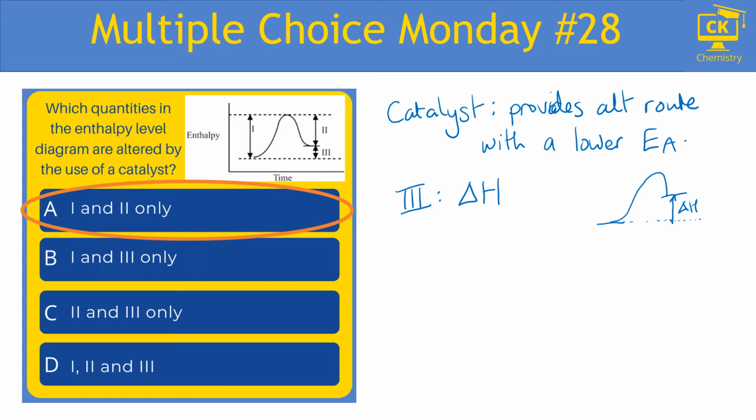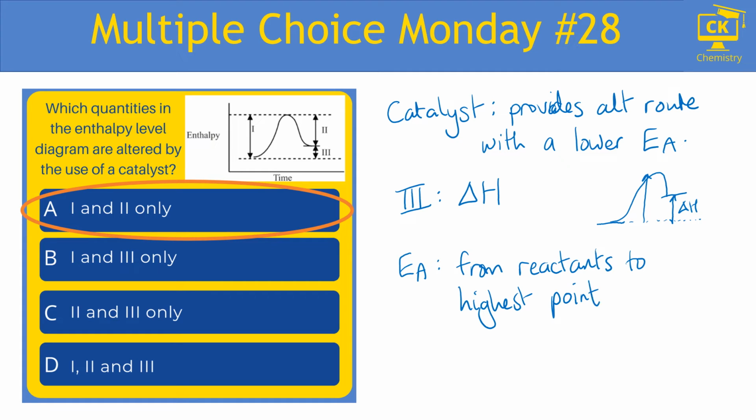So let's explain why it is A, why it is 1 and 2 and not just, for example, 1 only. So the 1 is my activation energy for this reaction. So the activation energy is the line that goes from the level of the reactants to the highest point. We often talk about activation energy as the minimum energy required for particles to react or to result in a successful collision.